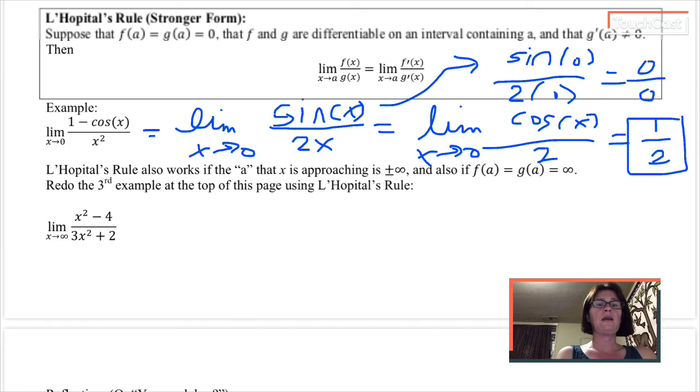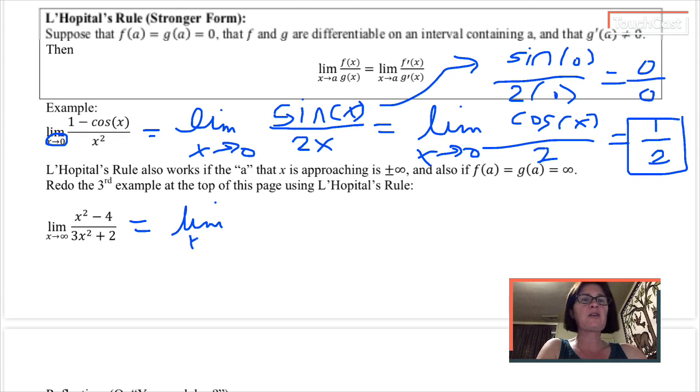Just notice that I could be taking the limit as x approaches infinity or negative infinity. It doesn't have to be a constant like the 0 here. It could be infinity. So we're going to do that third example from the top of the page using L'Hopital's rule, when we already know the answer is, what, 1/3? If I try replacing x with infinity, I'm going to get infinity in the numerator and infinity in the denominator. That's an indeterminate form.